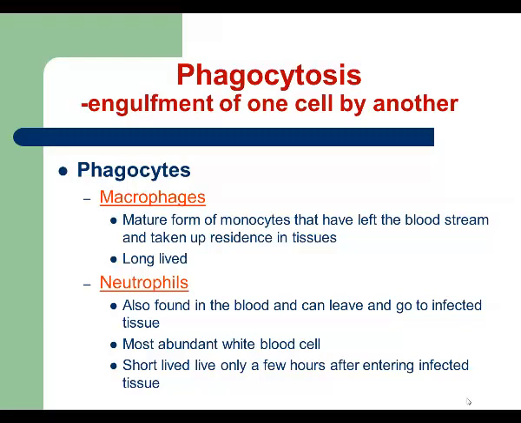Neutrophils are the second type of phagocyte, and these are the most numerous white blood cells. They are short-lived phagocytes. When they're not activated, they normally live in our system for about 5 days. When they get activated in tissues, they survive for about 1 or 2 days maximum.